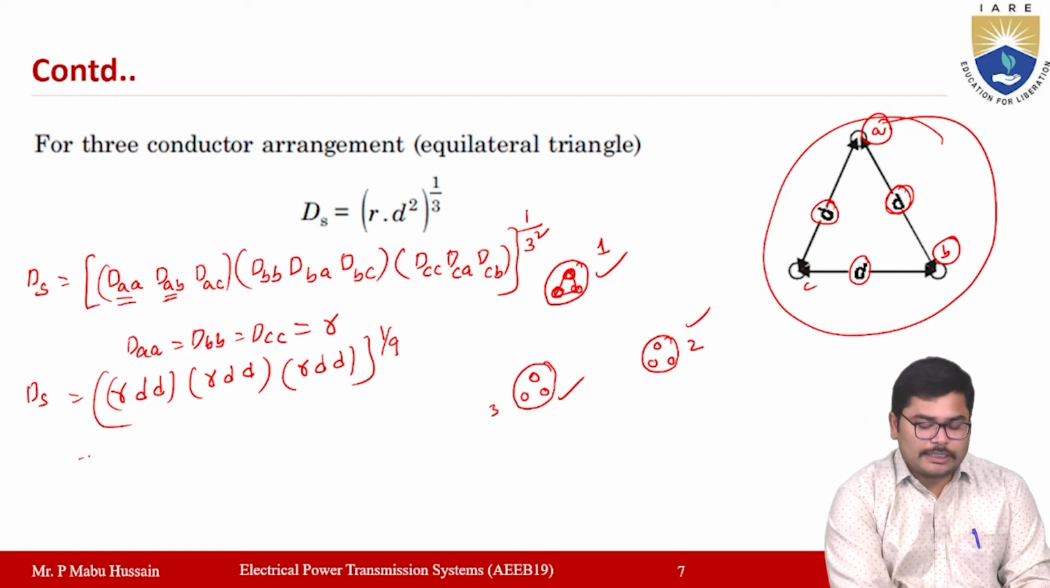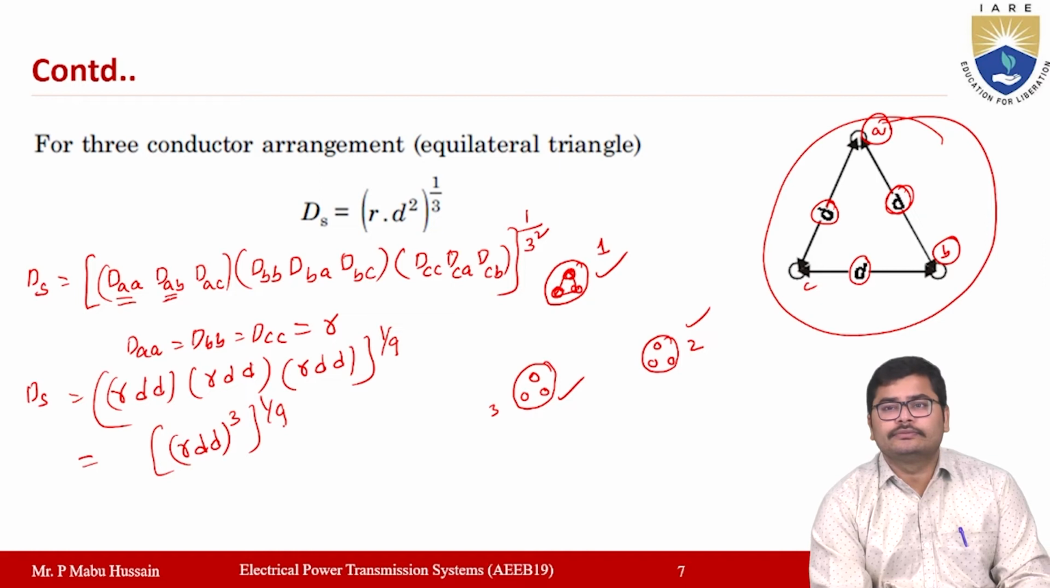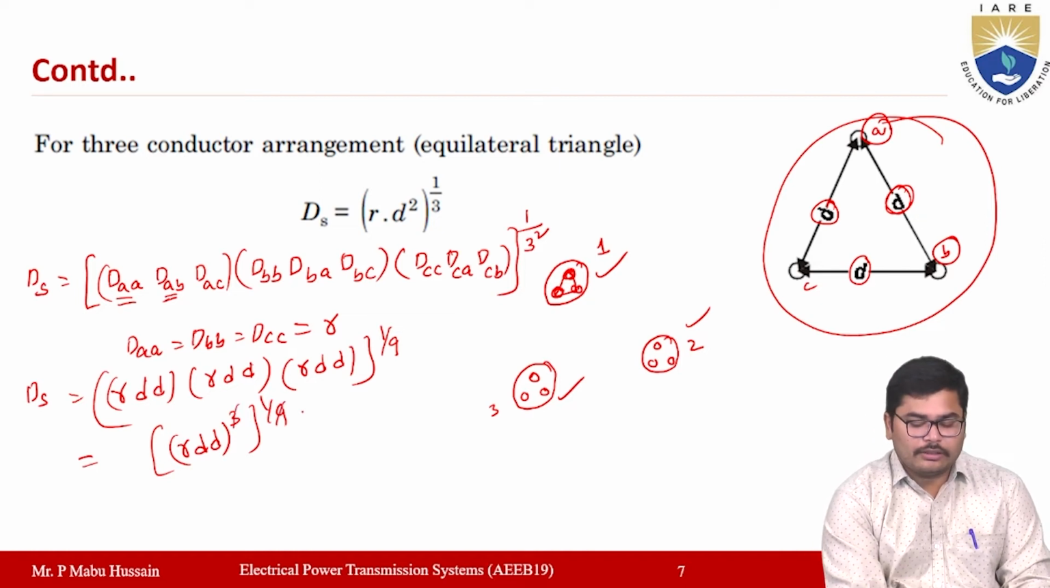Okay, so now this can be written as R d d, that is R d squared, whole cubed, whole to the power of 1 by 9. Okay, so now 3 threes it will get.